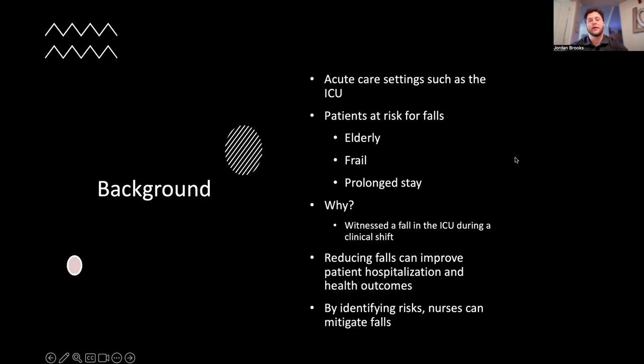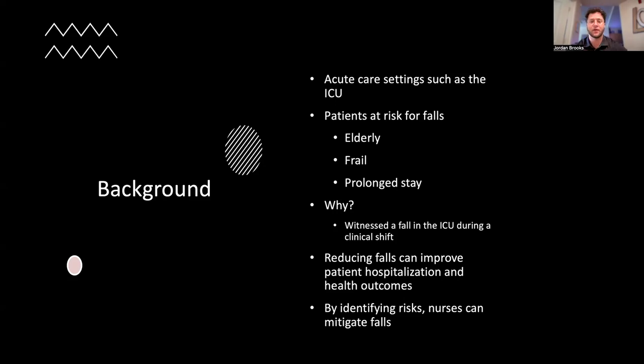This would take place in acute care settings, such as the ICU or ER, and would be implemented for patients at risk of falls, as in the elderly, frail, people experiencing a prolonged stay, post-surgical, any sort of mental deficiency or something like that.